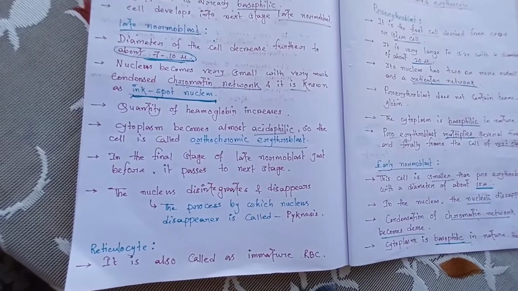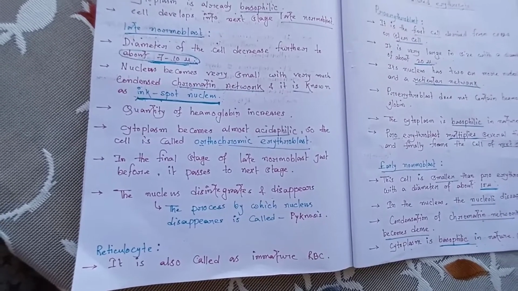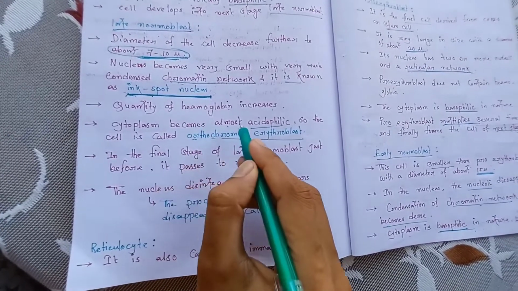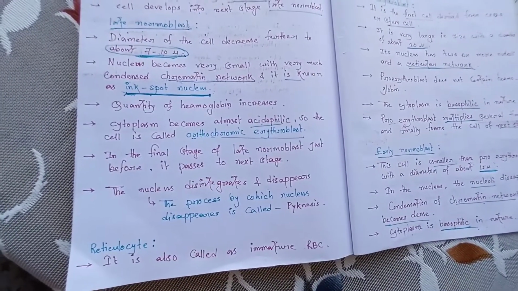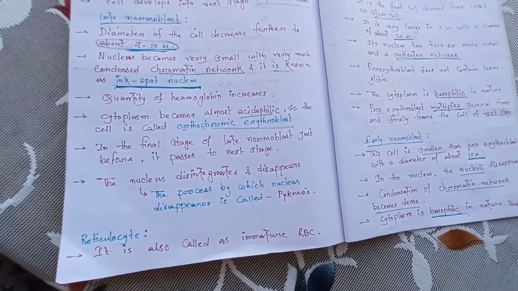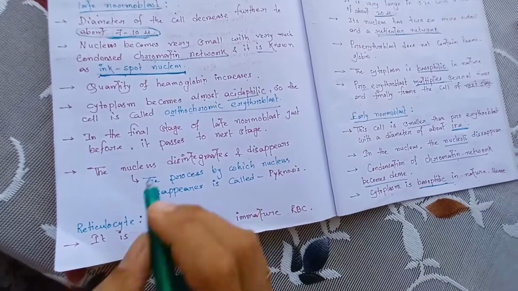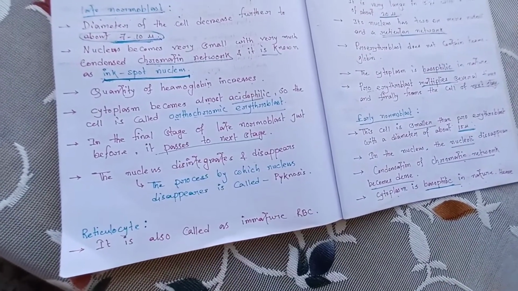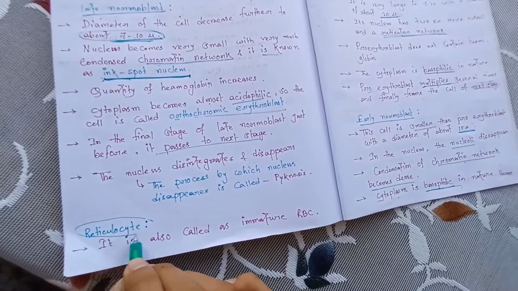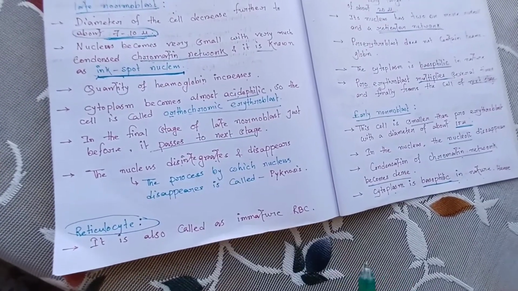In the late normoblast cell, the quantity of hemoglobin increases. Cytoplasm becomes almost acidophilic, so the cell is called orthochromic erythroblast. In the final stage of the late normoblast, just before it passes to the next stage, that is called reticulocyte, the nucleus disintegrates and disappears.